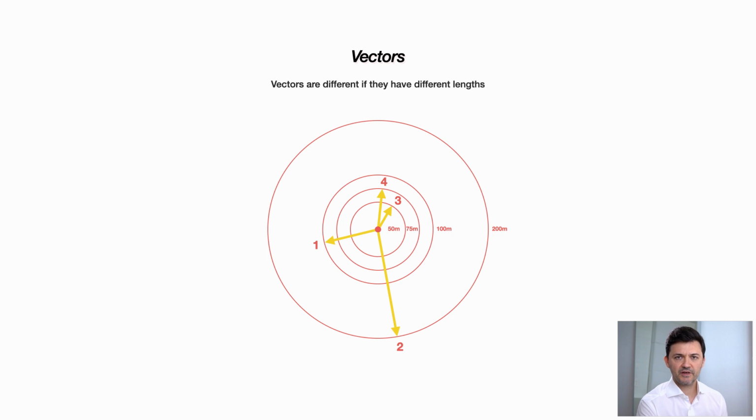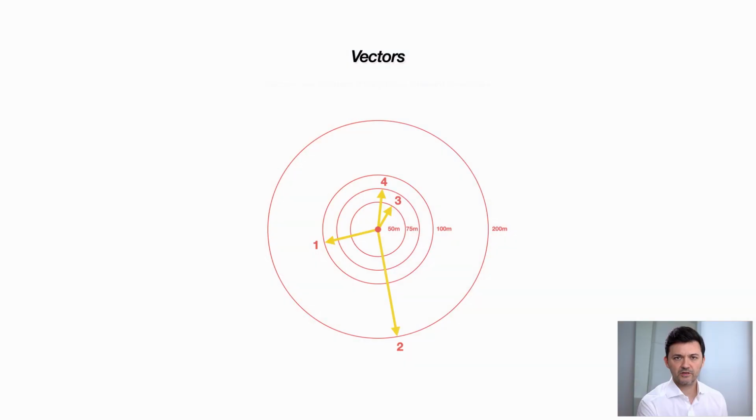Well, they are different if they have different lengths. So a vector which has length 50 meters is different than the vector which has 100-meter length. So even if they point at the same direction, their lengths make them different. Also, vectors will be different if they have different directions. So they can all be 50 meters long, but if they point in different directions, then they will be different vectors. And now we can also ask the opposite question.